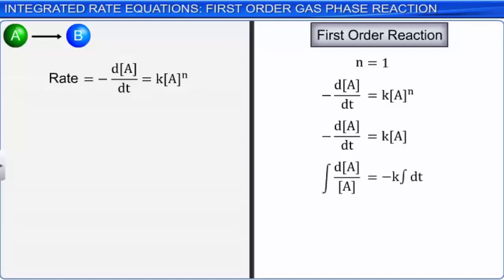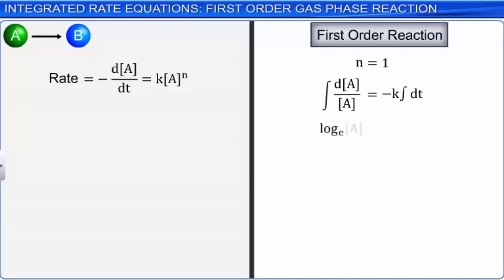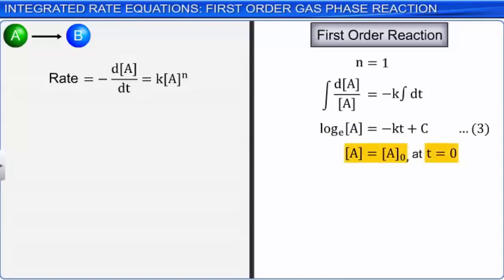Integrating both the sides, we get log concentration of A to the base e is equal to minus K multiplied by t plus C, where C is the constant of integration. Let this be equation 3. Let the concentration of reactant A be A0 at time t is equal to 0. Substituting the value of A0 at time t is equal to 0 in equation 3, we get C is equal to log concentration of A0 to the base e.